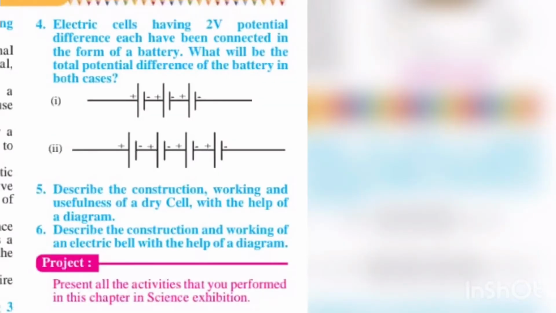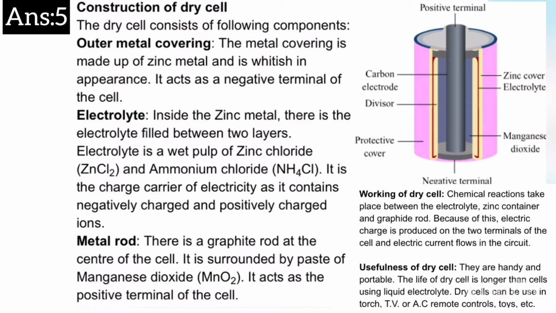Next question, fifth one, describe the construction, working and usefulness of a dry cell with the help of a diagram. Answer, construction of a dry cell. The dry cell consists of following components. First one is outer metal covering. The metal covering is made up of zinc metal and is whitish in appearance. It acts as the negative terminal of the cell.